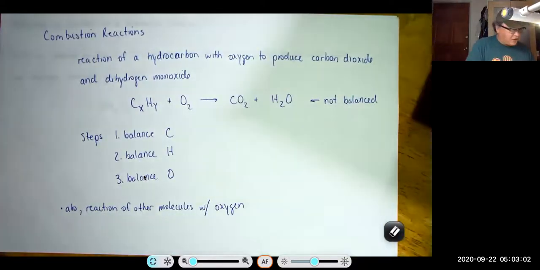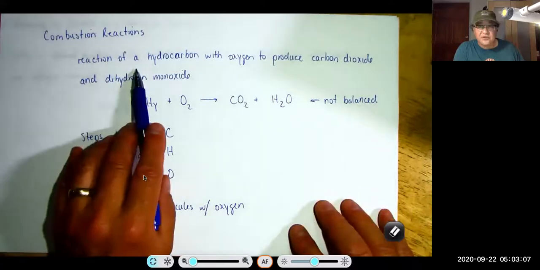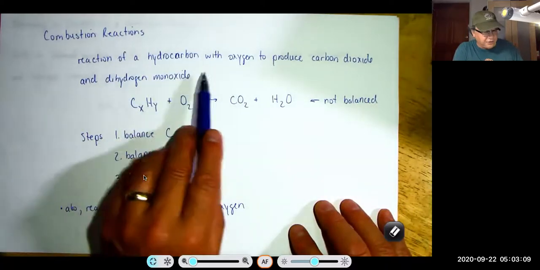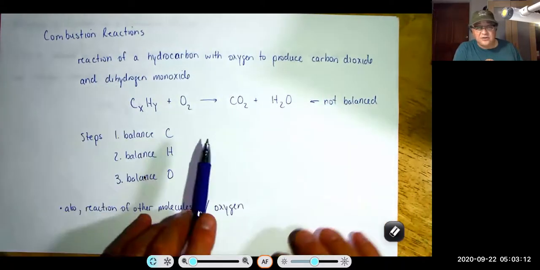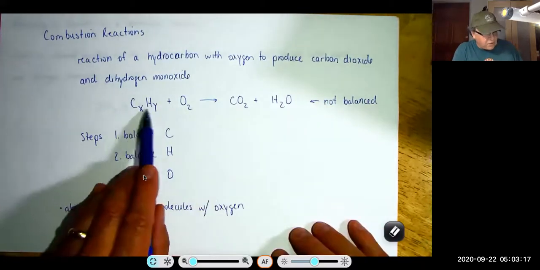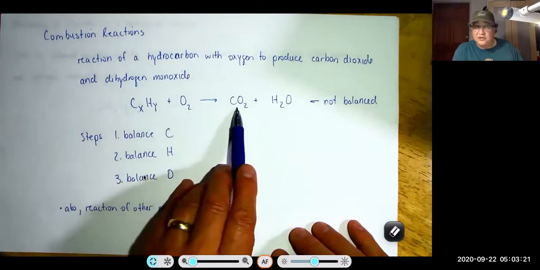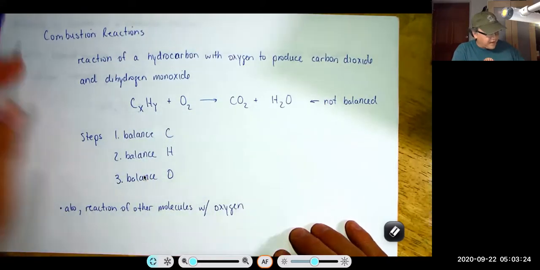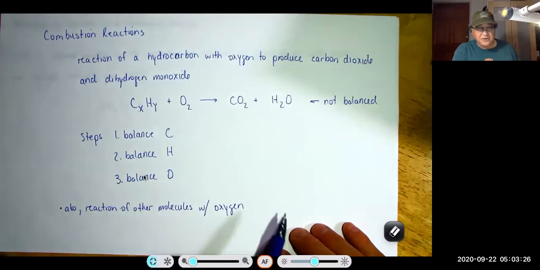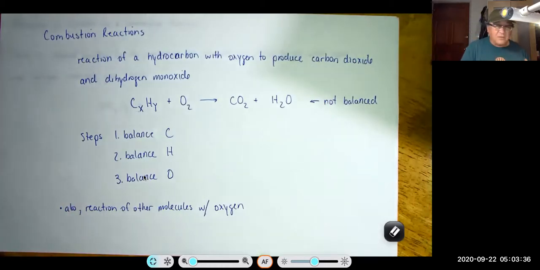So there are these things called combustion reactions. Generally, we think of a combustion reaction as the reaction of a hydrocarbon with oxygen to produce carbon dioxide and dihydrogen monoxide, or water. So hydrocarbon, hydrogen and carbon, reacting with oxygen to make CO2 and H2O. For these reactions, you want to balance carbon first, then hydrogen, then oxygen. Also, this can be a combustion reaction, the reaction of other molecules with O2.